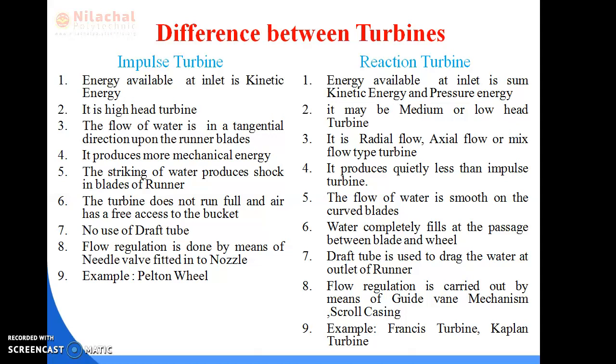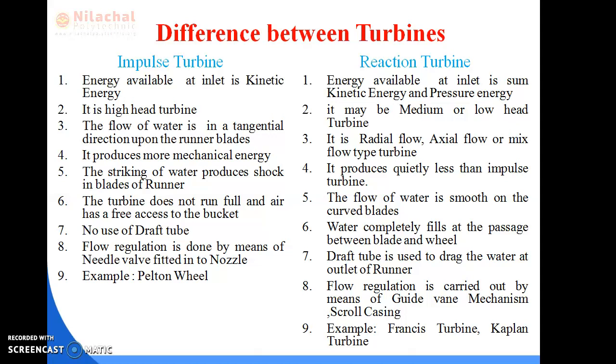In case of impulse turbine, we are going to use a nozzle by which we get a high jet of water, a high velocity of water. This high velocity of water is utilized in the turbine unit so that we get the maximum mechanical power. But in case of reaction turbine, only some part of the pressure energy is converted into kinetic energy, and thereby we get less power from the reaction turbine.